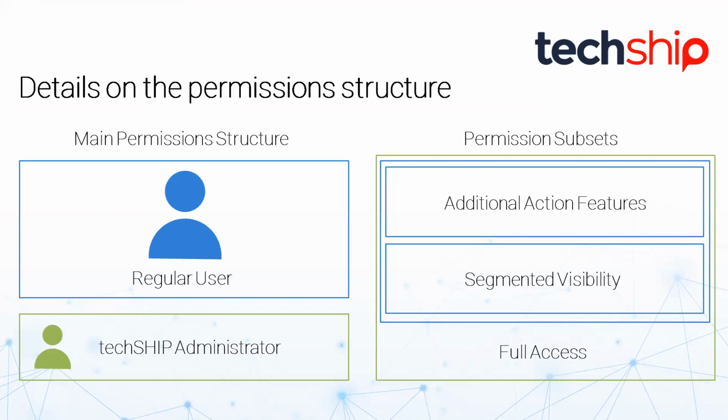So, details on the permission structure. This is what we have, okay? On the left, you'll see two sections: the main permission structure, which has a regular user and a TechShip administrator. And on the right, you'll see permission subsets, which are combinations of features that could be used depending on the type of user that's being set up.